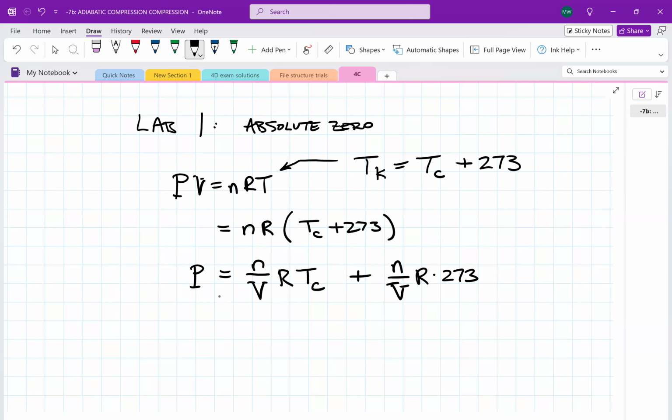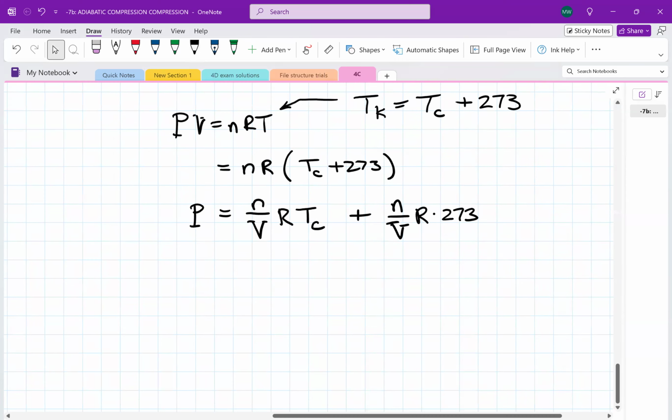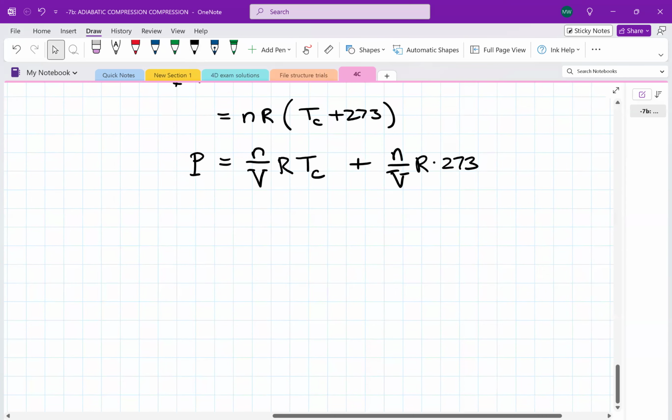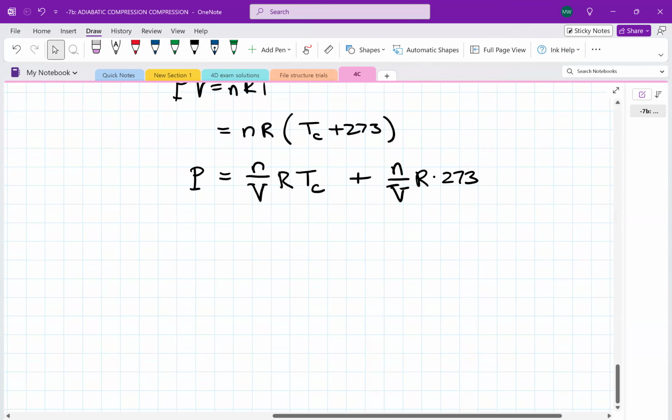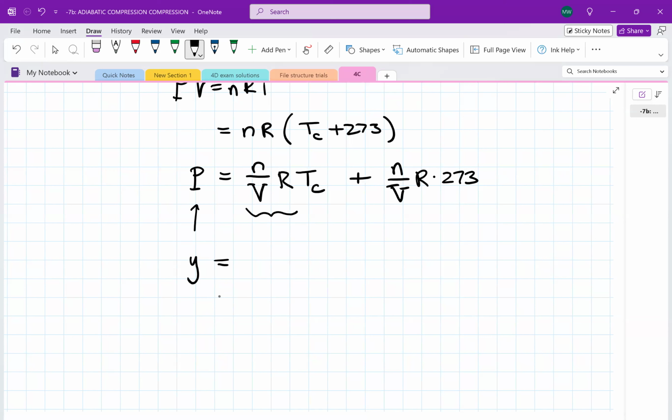Alrighty. Now that's what P is equal to. Note that this now looks like, if you consider the temperature in centigrade and the pressure to be the variables, then what we're going to consider this to be is the same thing as y equals m times x plus b.